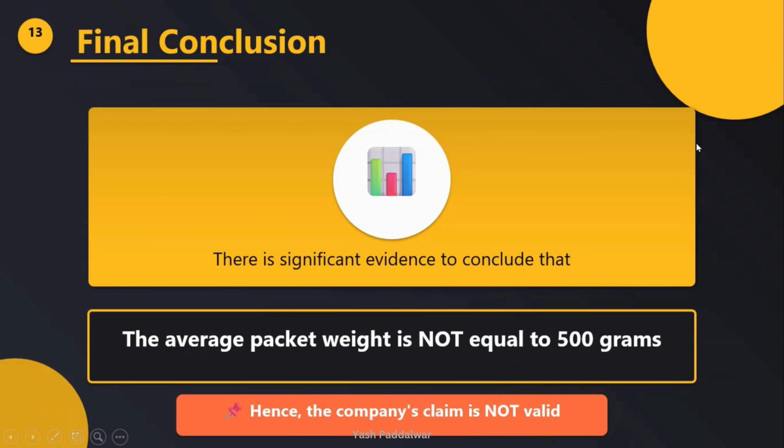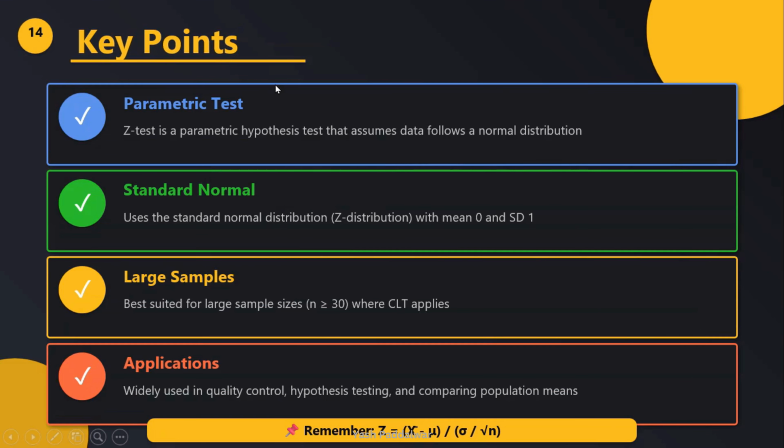Now, with this, we come to the end of the video, but before that, let's summarize everything. These are some of the key points you should keep in mind. First, it is a parametric test. It assumes that your data follows a normal distribution. It is used only for larger samples where your sample size is greater than or equal to 30, and this Z test is widely used in quality control, hypothesis testing, and comparing population means with your sample means. I hope the entire formulation and concept with example of Z test is clear to you all.